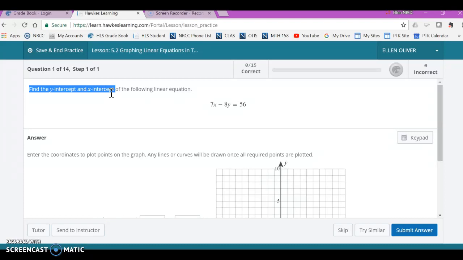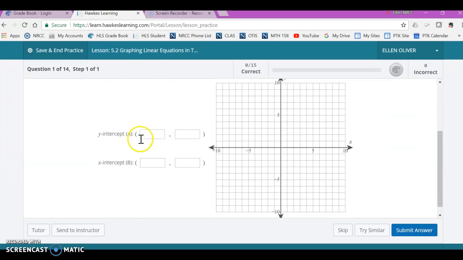So the first step for all of these is to read what they want. This one wants the x-intercept and the y-intercept. And so what I'm going to do for most of these problems is start with what I call a T-chart. And I'll show you what that looks like.